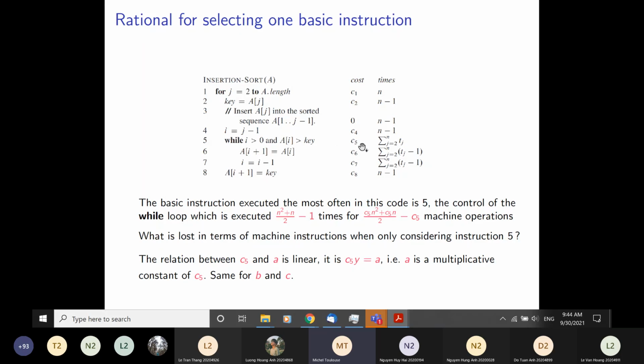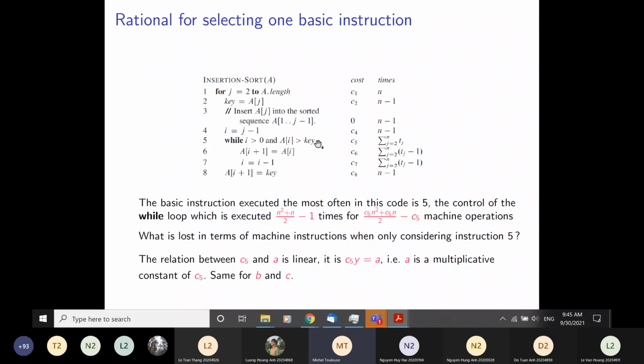And if I forget about this level of detail in terms of machine instructions, and I consider how many basic instructions are executed, what is the precision? If I only consider one instruction, the one that is executed, and I compare the number of times this instruction is executed to the sum of all the other instructions that I have not measured. I have not measured this one, this one, C4, and I have not measured C6, C7, and C8.